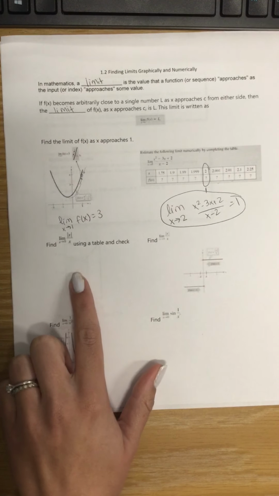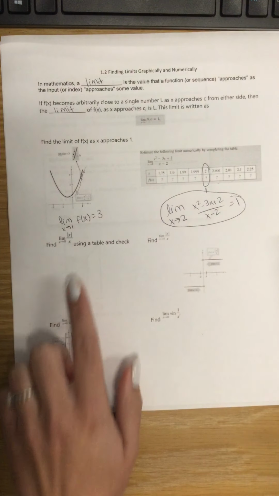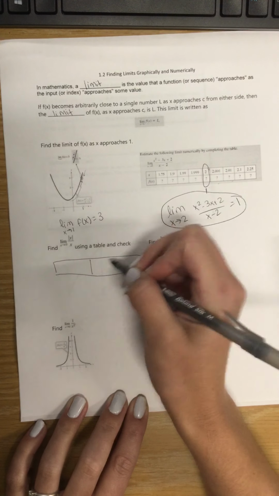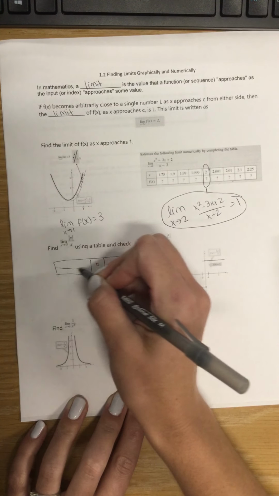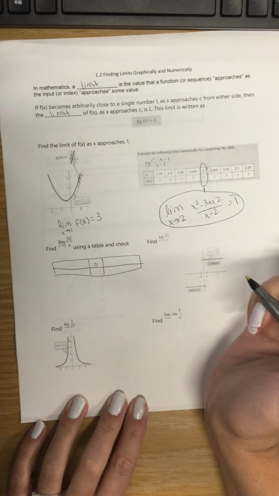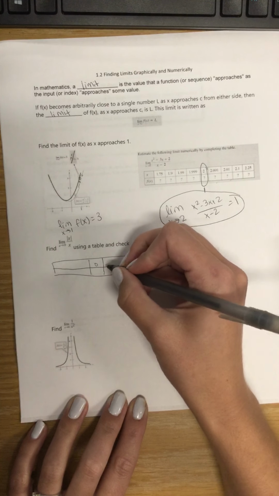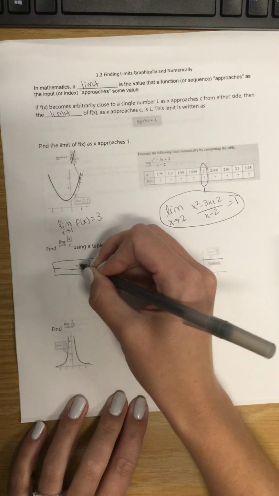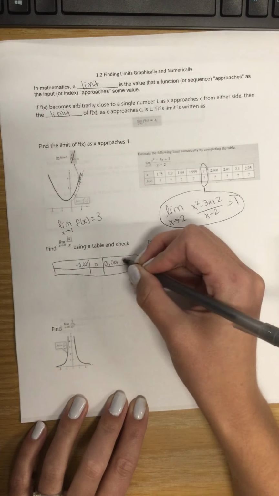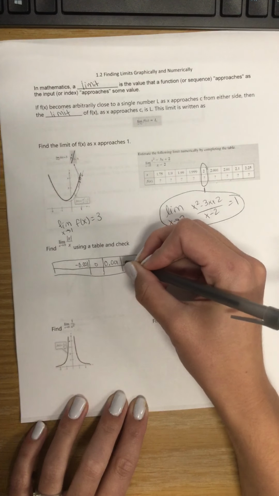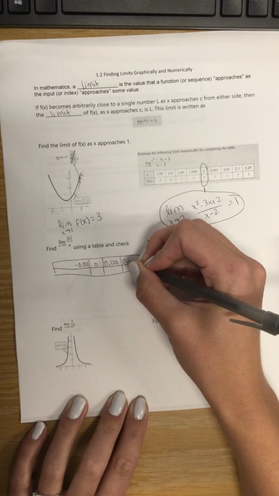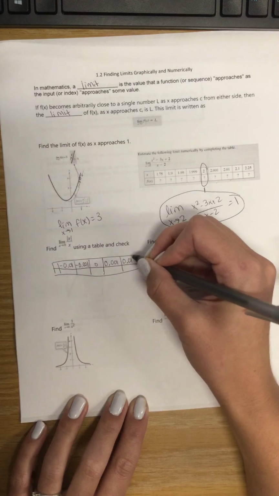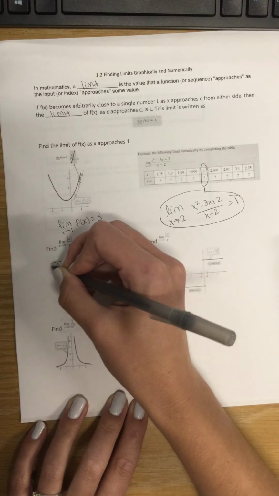So this one wants us to also use a table, but it didn't give us our boundaries. We're trying to get to 0 though. So we know we want that 0 in the middle of our table that we're going to plug into our function. So we just need to think about what's a little bit bigger than 0 and what's a little bit smaller than 0. We want to get just a little bit. So I'm going to do 0.001 and negative 0.001, and then we'll go 0.01, negative 0.01, and 0.1, negative 0.1.